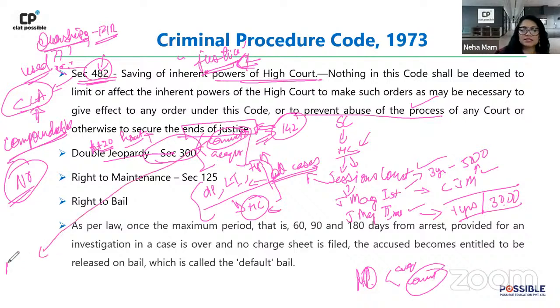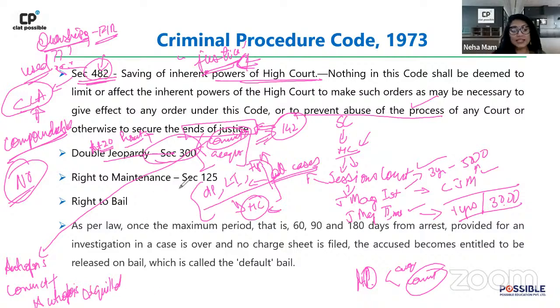इसमें वो maxim आता है आपका autrefois convict and autrefois acquit, right? So if you have been convicted once, you have been acquitted once, you cannot be tried again, right?